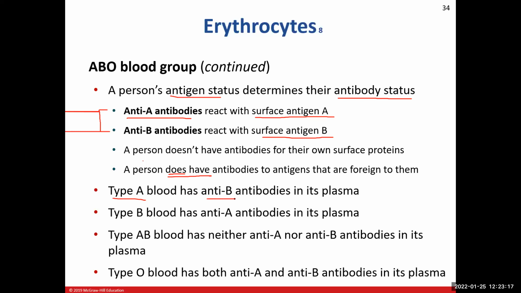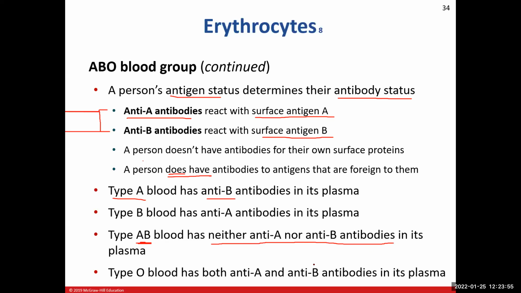The same goes for type B. I'm assuming that you can figure that out. Type B blood has anti-A antibodies. Type AB blood, remember, this has both the surface antigens. So that means that this person will have neither anti-A nor anti-B antibodies. They have neither.